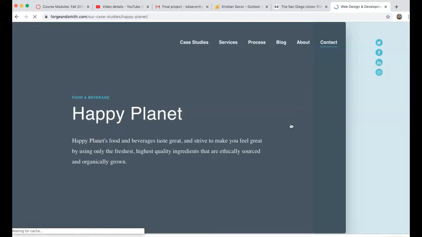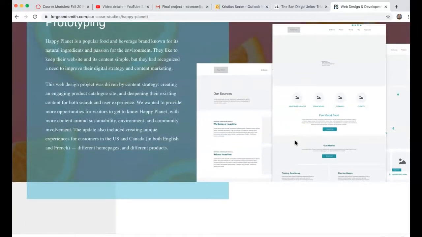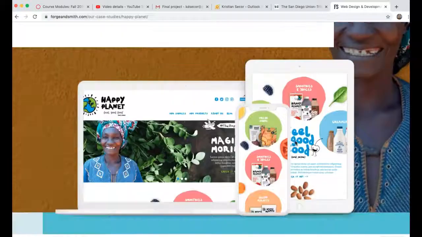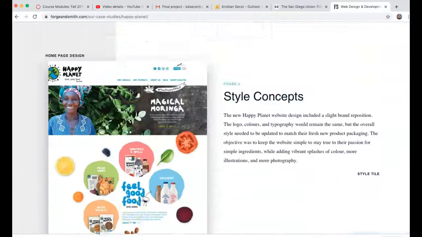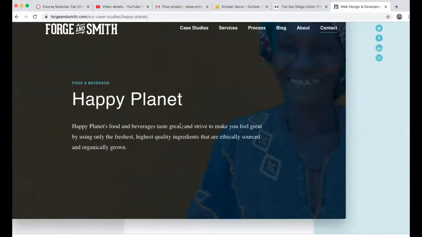But you see this one right here, Happy Planet, they discuss objectives, they discuss the process, how they prototyped, how they designed, how they brought it all together. So then you can view the finished sites, but peppered in here would be a lot of keywords that could be useful for search engine optimization.